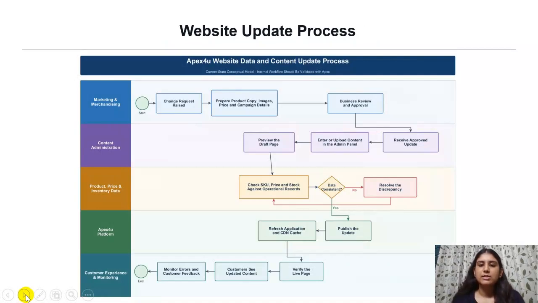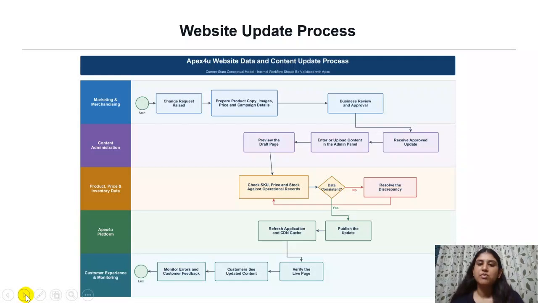The second current state process concerns website updates. A typical update moves from a marketing request to approval, content administration, data validation, publication, cache refresh, and monitoring. Again, the important issue is coordination.